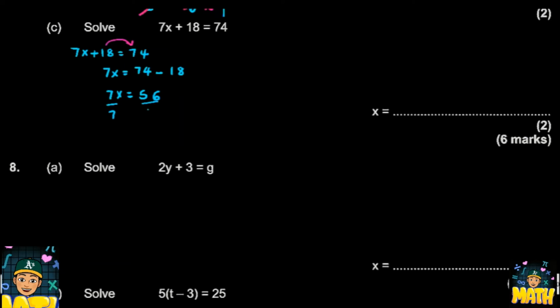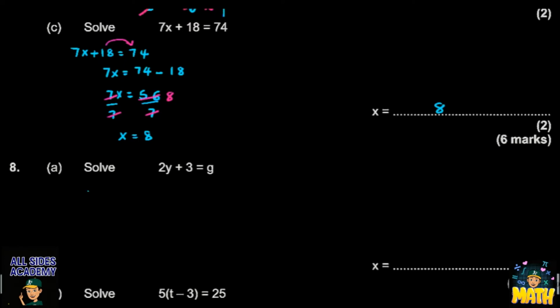Then divide by 7 on both sides. The two 7s cancel out. You remain with your value for x as 8. So x is 8.